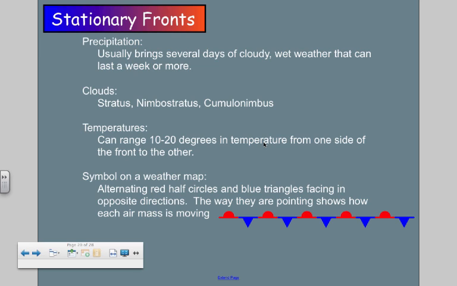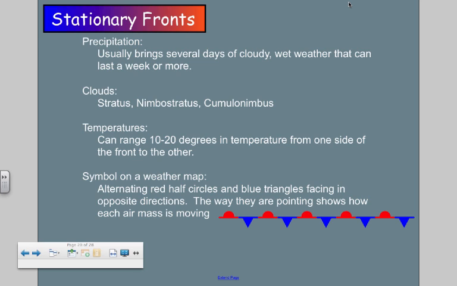So you know those times where it's rained for the entire week? That can be a stationary front. Now the clouds we see are stratus, nimbostratus, and cumulonimbus. But remember, the order we see them in depends on where they are. The temperature can range 10 to 20 degrees depending on what side of the front you're on. So if you're in the cold air mass, it can be 10 to 20 degrees colder than if you were in the warm air mass.